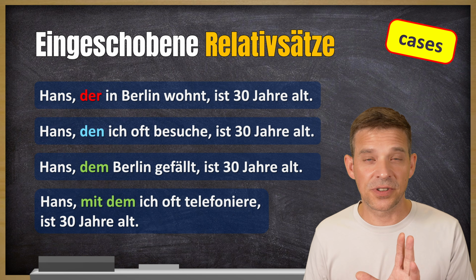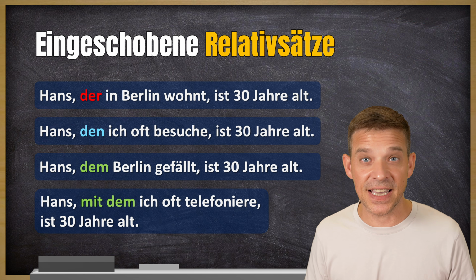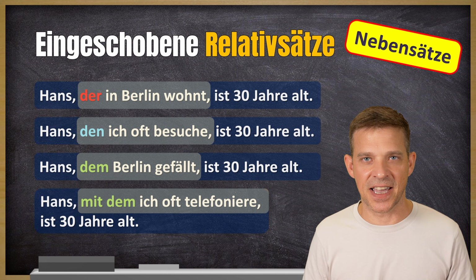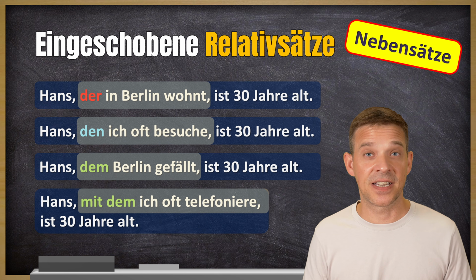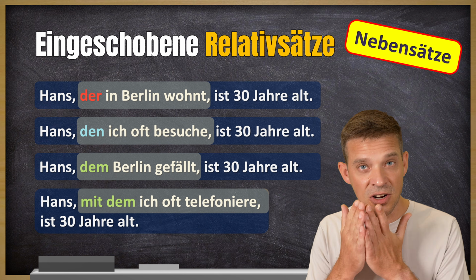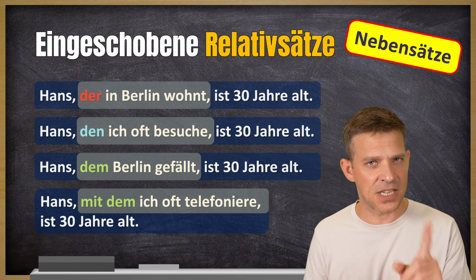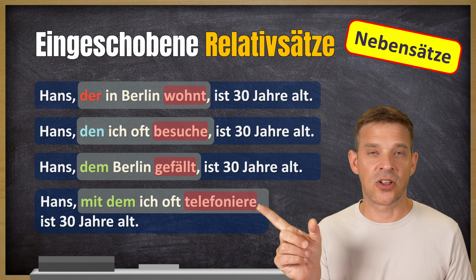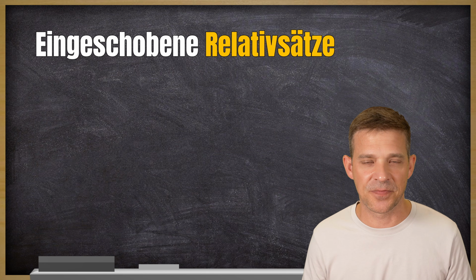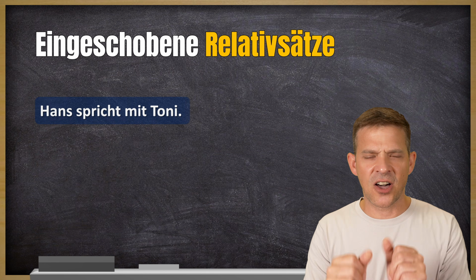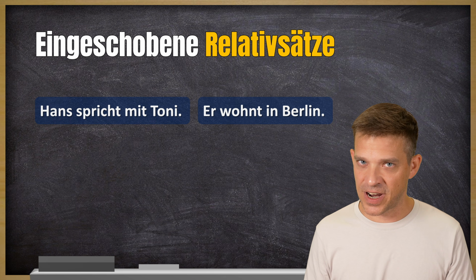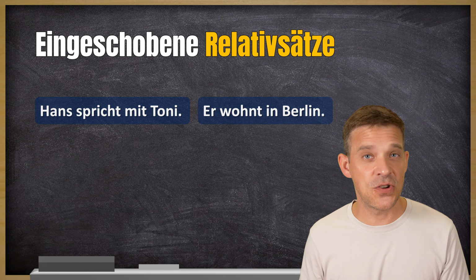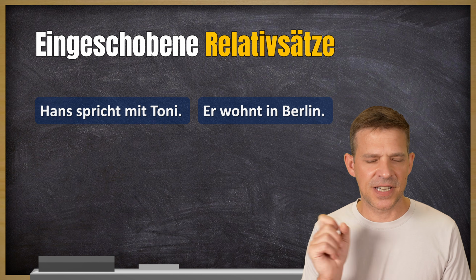And another very important piece of information about relative clauses is all relative clauses are Nebensätze. Relative clauses, Relativsätze sind Nebensätze. Relative clauses are subordinate clauses, which means, you know it, in a relative clause, the conjugated verb stands in the last position. Let me give you another reason why embedded relative clauses are very important and useful. Let's have a look at those two sentences here.